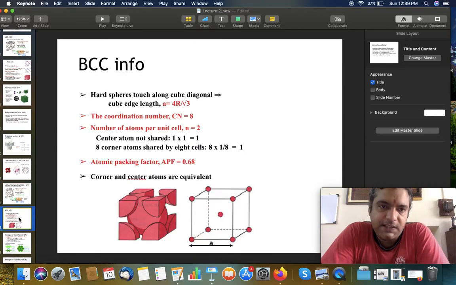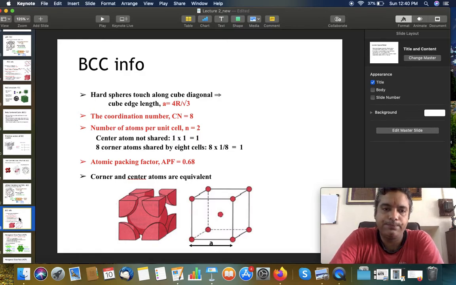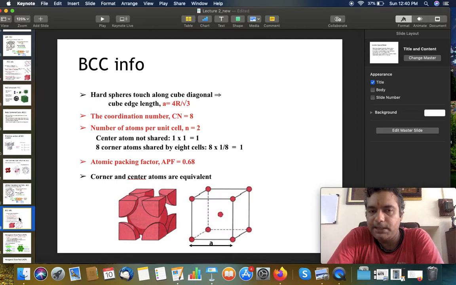Some basic info about the BCC. Hard spheres touch along the cube diagonal, and the cube edge length a becomes 4 multiplied by r, which is the radius, divided by square root of 3, or we can say 4r is equal to square root of 3 multiplied by a. The coordination number is 8, and the number of atoms per unit cell is 2. The center atom is not shared, it is a completely big ball in the center, and the corner atoms are shared, and the corners are filled with 8 atoms. The atomic packing factor becomes 0.68, and the corner and the center atoms are equivalent both in properties and the size.